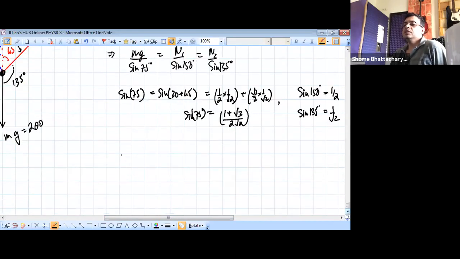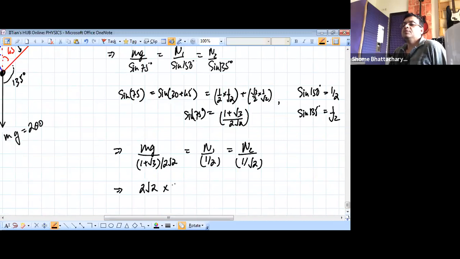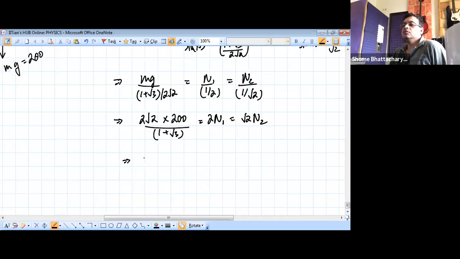So substituting these over here, we will get mg upon 1 plus root 3 divided by 2 root 2 is equal to N1 divided by half is equal to N2 divided by 1 by root 2. So we can say 2 root 2 times mg, which is 200, divided by 1 plus root 3 is equal to 2 N1 is equal to root 2 times N2. So from this you can directly see that N1 is 400 upon root 3 plus 1, which you can rationalize the denominator and write it as 200 into root 3 minus 1.